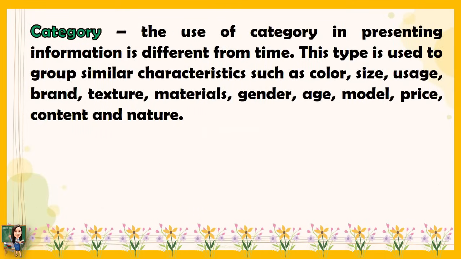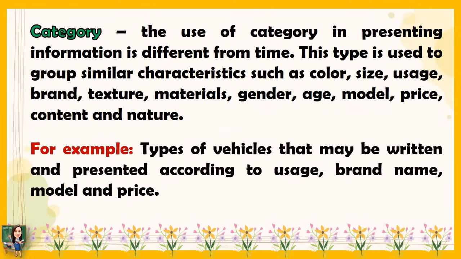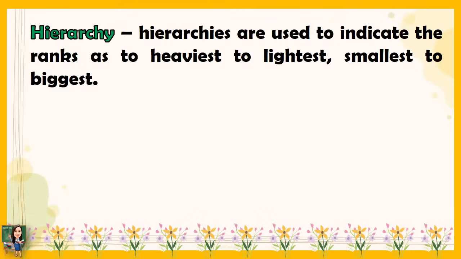You may use category. The use of category in presenting information is different from time. This type is used to group similar characteristics such as color, size, usage, brand, texture, materials, gender, age, model, price, content, and nature. For example, types of vehicles may be written and presented according to usage, brand name, model, and price.